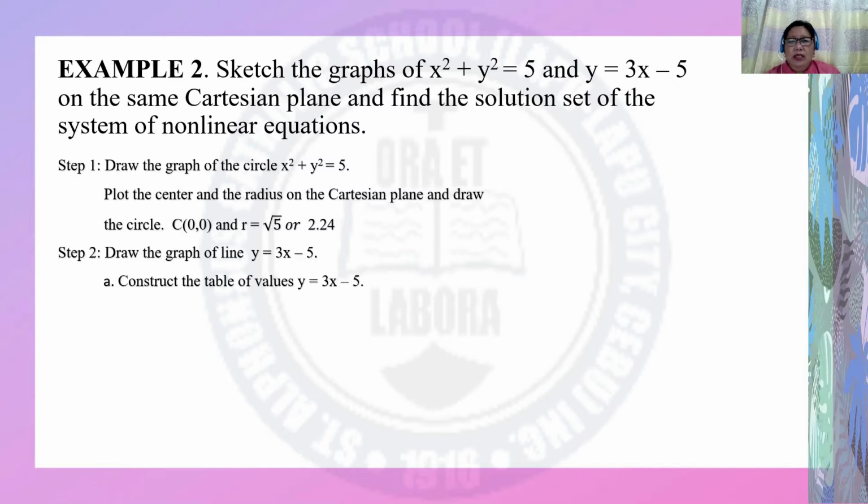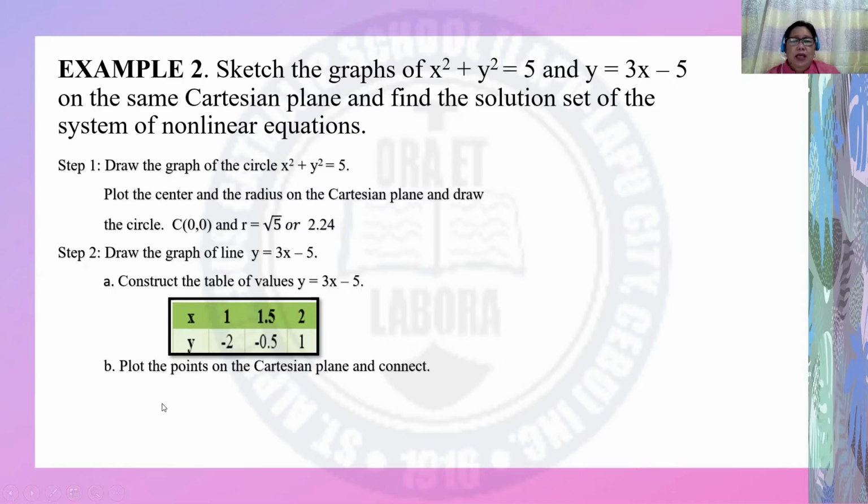So again, you can construct the table of values for y is equal to 3x minus 5. So assigning values to x, which are 1, 1.5, and 2. If we are going to substitute 1 to x, 3 times 1 minus 5 is equal to negative 2. Then substitute 1.5 to x, so that is 3 times 1.5 minus 5, it will give us negative 0.5. And substitute 2 to x, so 3 times 2 minus 5 is equal to 1. Then plot the points on the Cartesian plane and then connect the points.